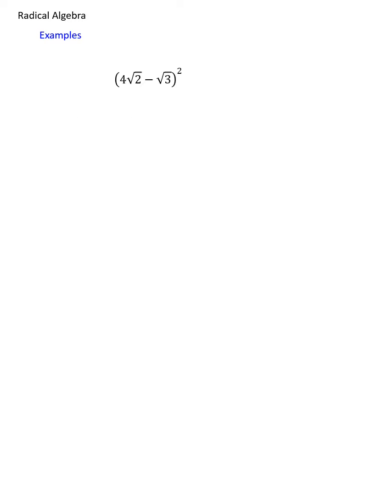So here's another example. Suppose we were going to take this two-term radical expression and square it. Well, as you know from algebra, although many people don't know this, exponents do not distribute. Very common misconception that they do. So how do we square something with two terms if we can't distribute an exponent? Well, we multiply that thing times itself.